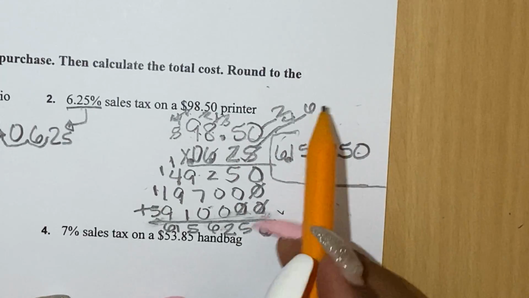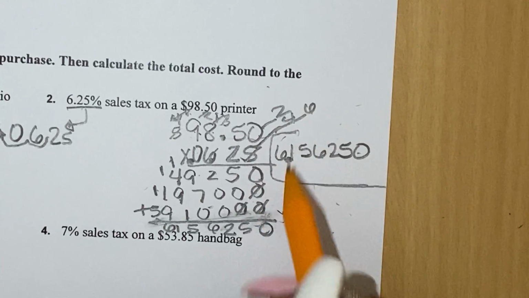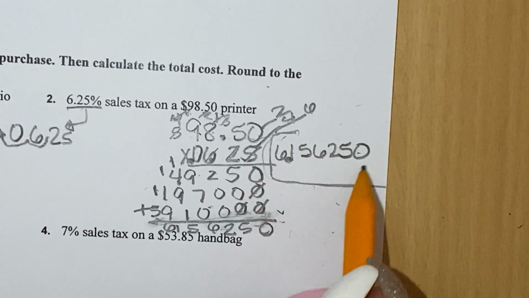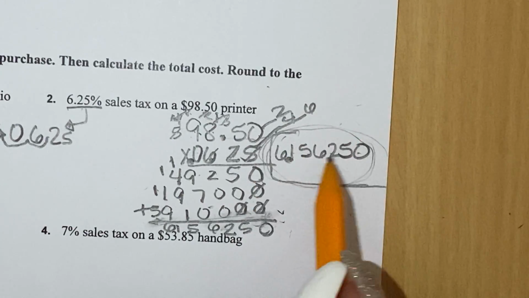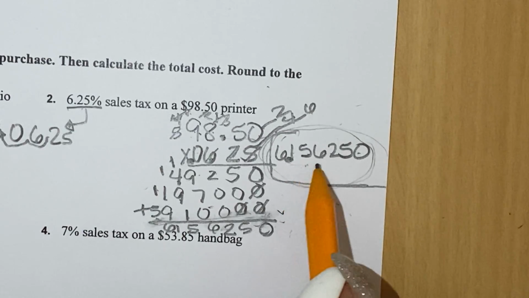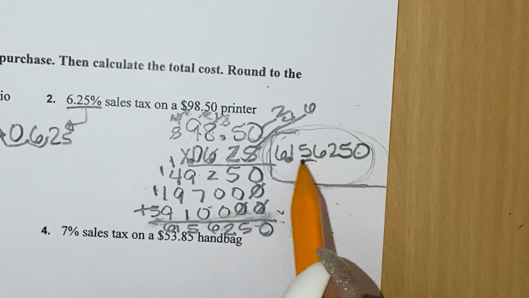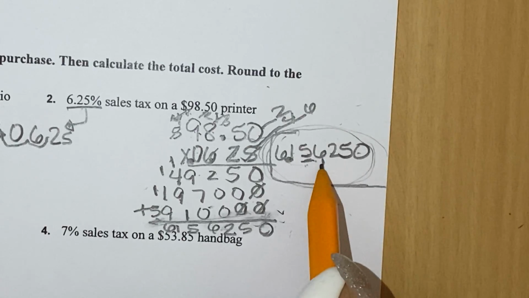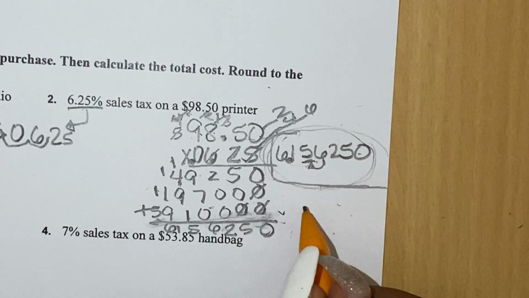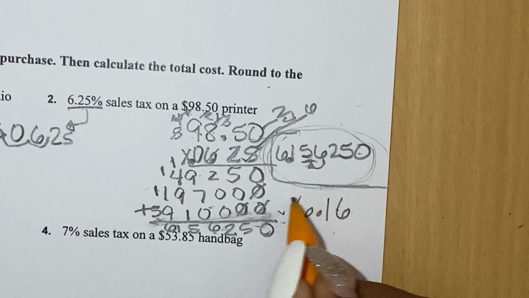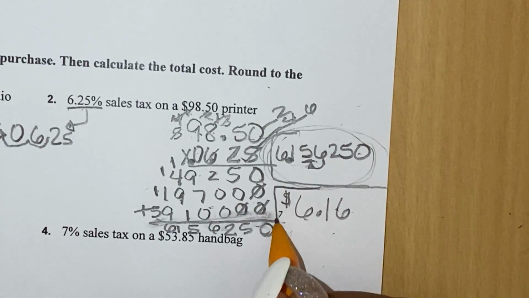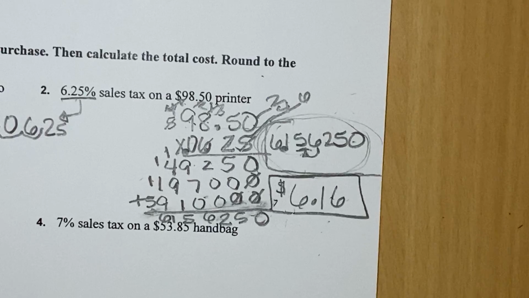Now, sales tax is talking about money. So think in terms of money. I only have 2 numbers behind my decimal when I'm talking about money. So I want to go to this place value. That 6 behind it raises it up. So $6.16 sales tax is what we are looking for. That is the sales tax.